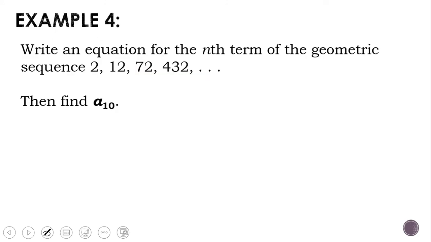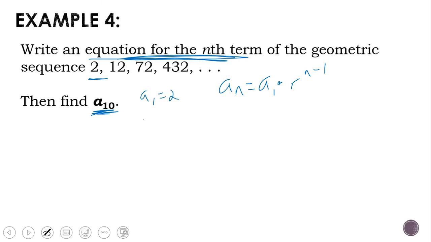So let's take a look at the sequence. There's two parts to it. It says write an equation for the nth term. So that's our general form of the equation, and then find a sub 10. So when we're writing this equation, remember a sub n is equal to a sub 1 times r to the n minus 1. So we want to figure out what our first term is and our common ratio. Here, obviously, we can see our first term is 2. So a sub 1 is equal to 2. And our common ratio, r, we're multiplying by 6 each time. So times 6, times 6, times 6.